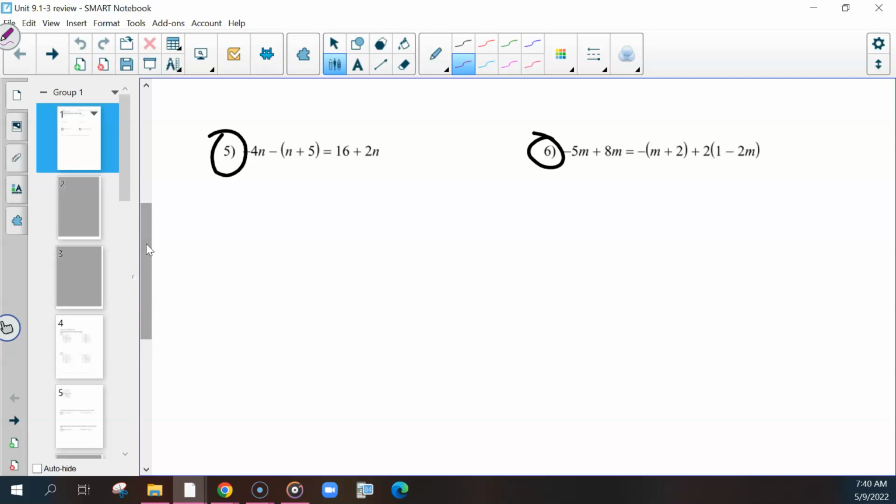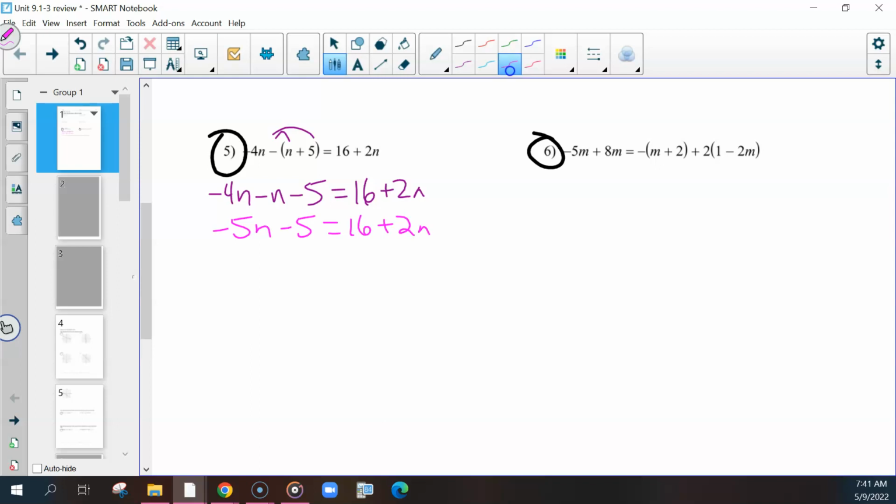For number 5, how would we start that? Distributing the negative. We have negative 4n minus 5 equals 16 plus 2n. And then what? Your like terms on the same side, so your negative 4n and your negative n. You get negative 5n minus 5 equals 16 plus 2n.